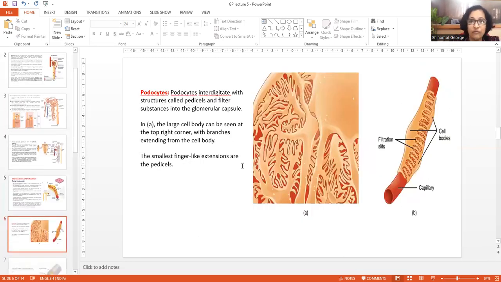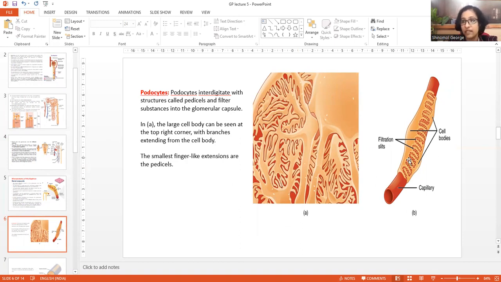Now, you can see the podocytes. The podocytes interdigitate with structures called pedicels and filter substances into the glomerular capsule. In figure A, we can see the large cell body at the top right corner. This is the cell body with branches extending from it. From the cell body, the smallest finger-like extensions are the pedicels.